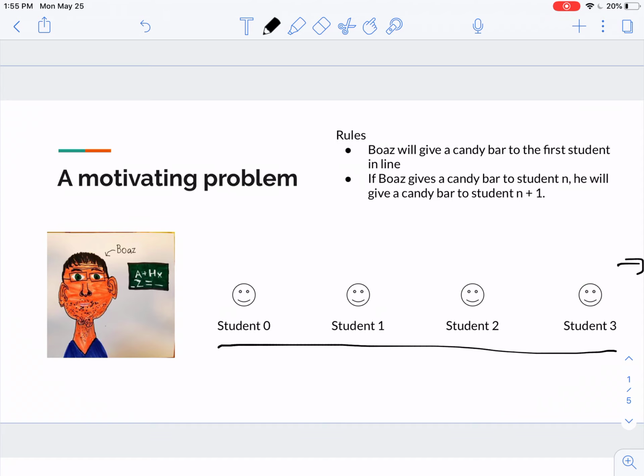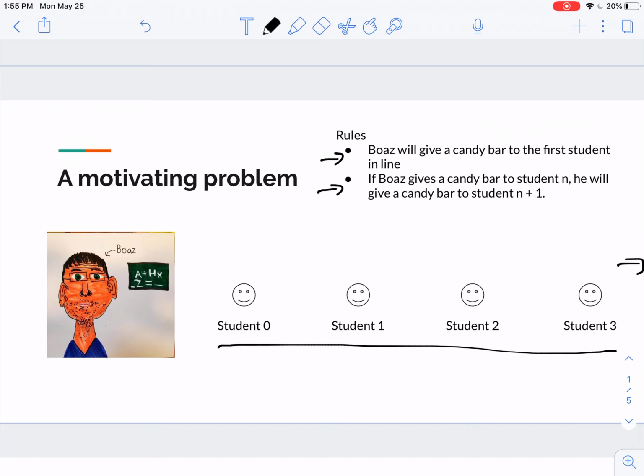And he's going to follow two rules. The first rule is that Boaz will give a candy bar to the first student in line, or in this case, the 0th student in line, since we're indexing from 0. And then the second rule is that if Boaz gives a candy bar to student n, he will give a candy bar to student n plus 1. So if he gives a student a candy bar, he'll give a candy bar to the student right behind them.